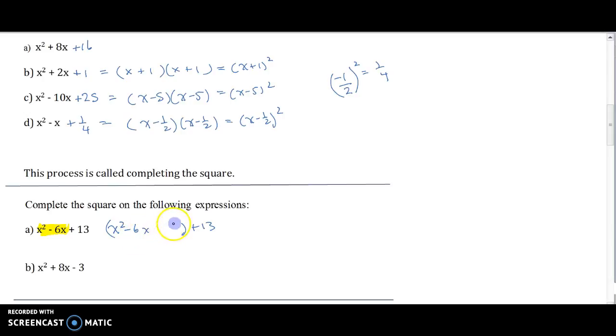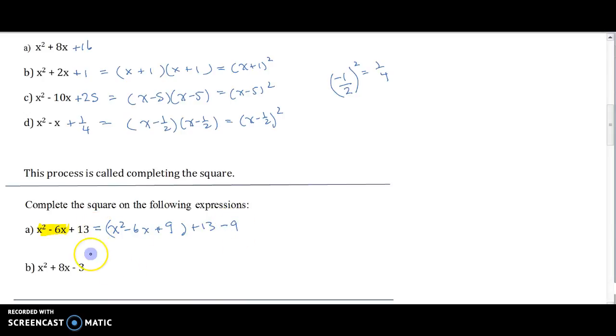And then I square my -3 and get +9. But I can't just leave it like that. Up there, I changed the expression. I created a perfect square trinomial. I want this expression and this expression to be the same. So if I add 9 there, I better subtract 9 there.